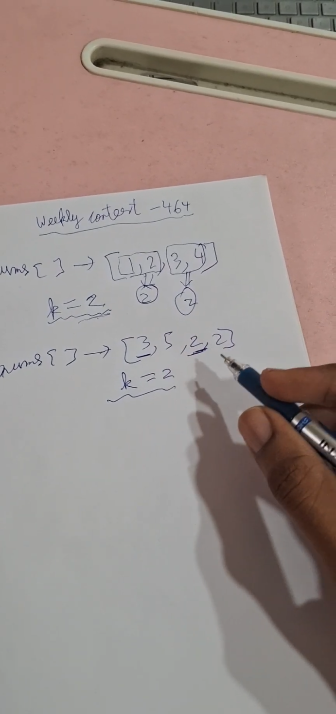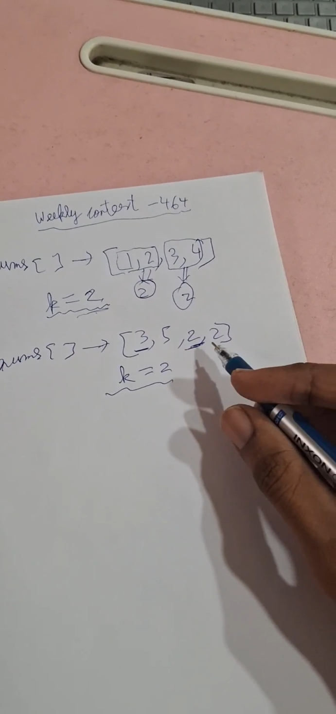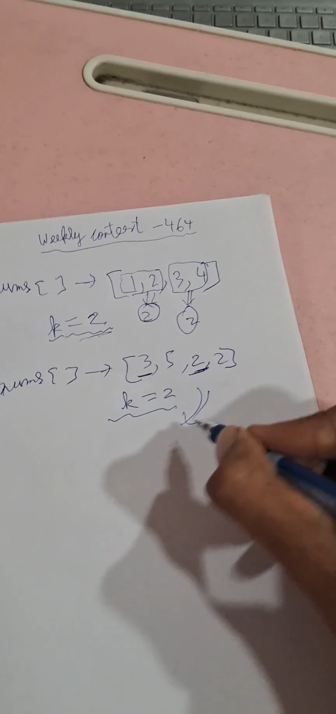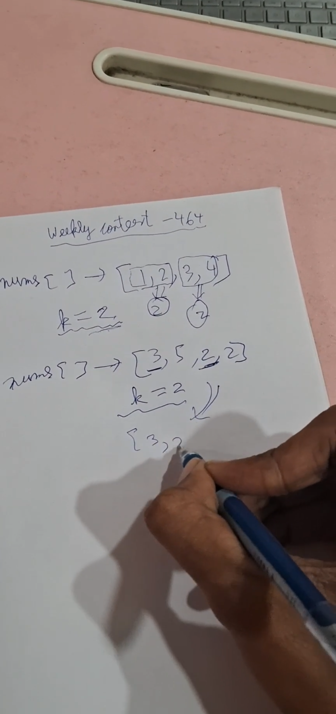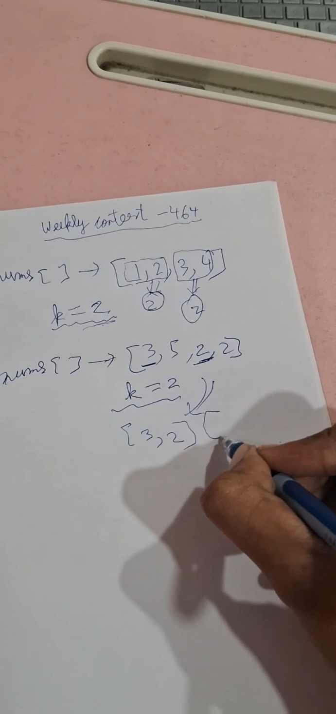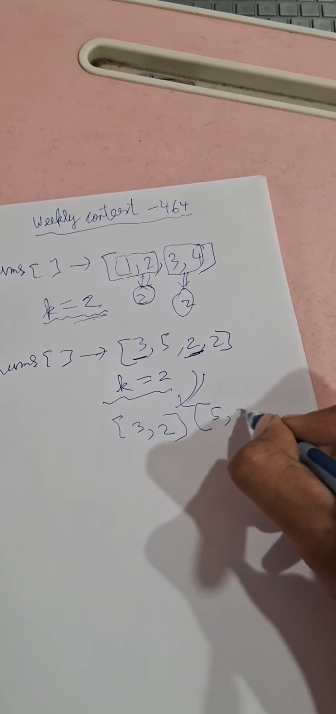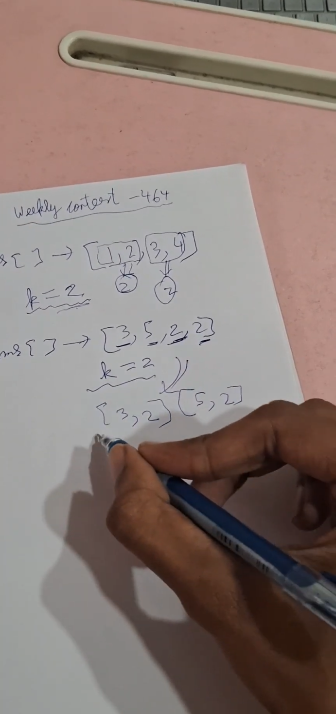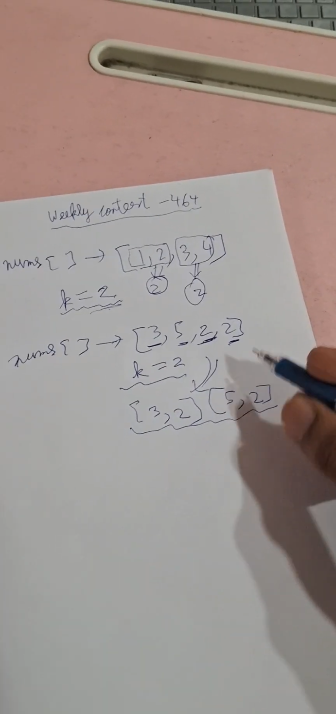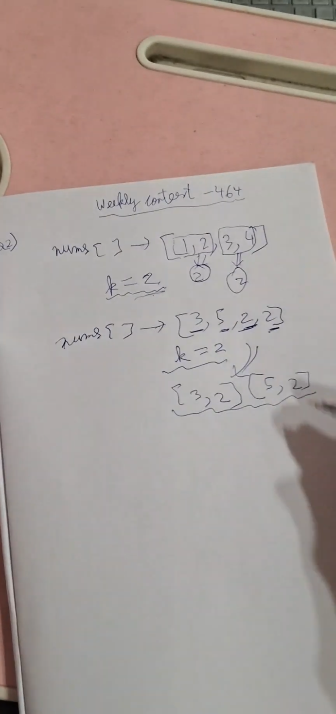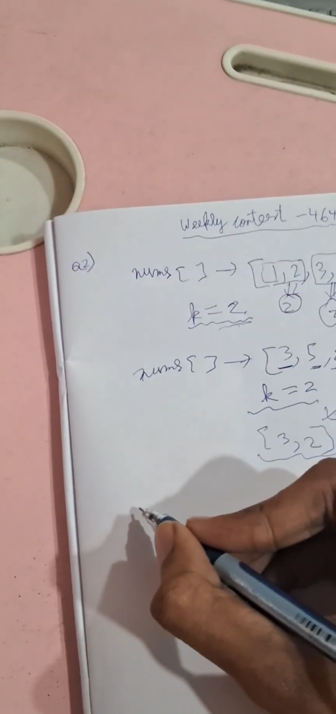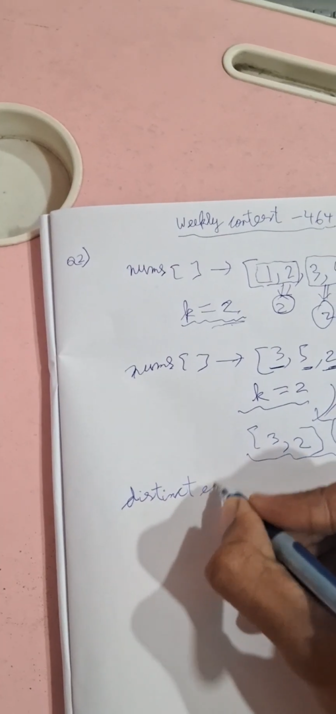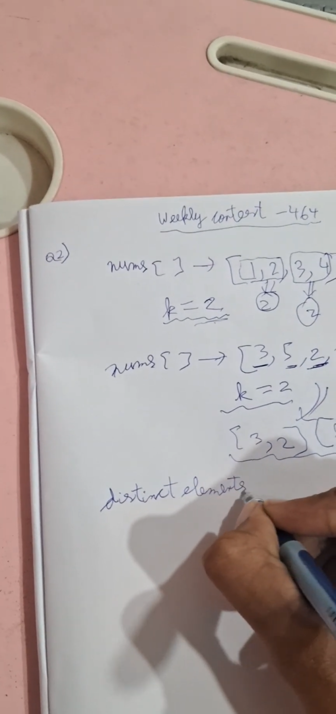It's not a rule that you have to take continuous elements, so you can consider non-contiguous elements also. So 3 and 2 belong to one group, and 5 and the remaining 2 will belong to another group. So these are the groupings. What do you observe? Try to understand the point. We want distinct elements.